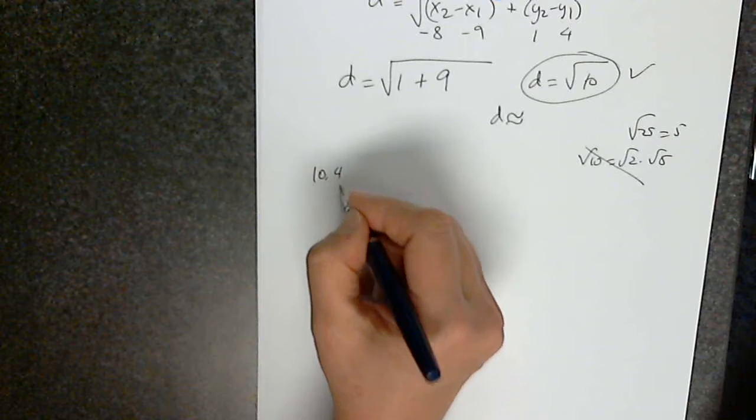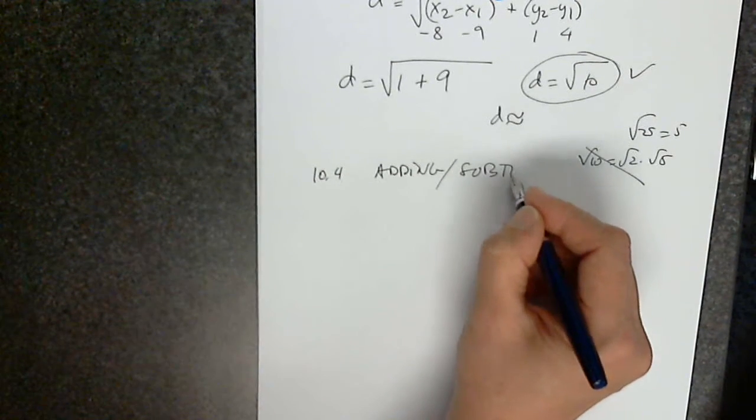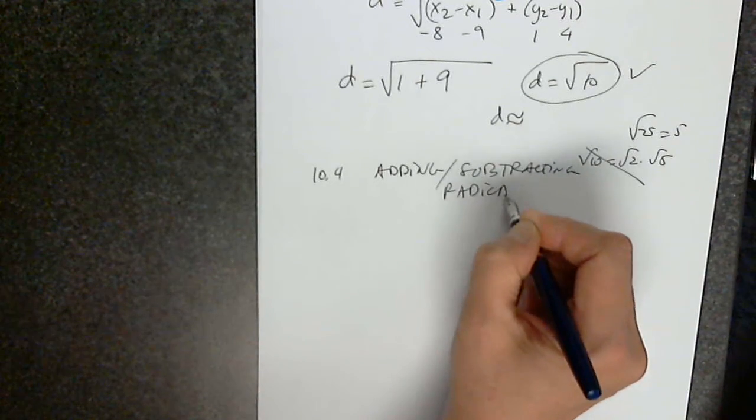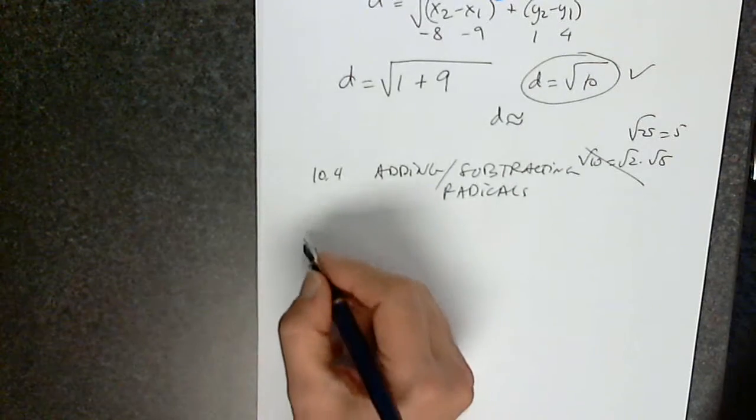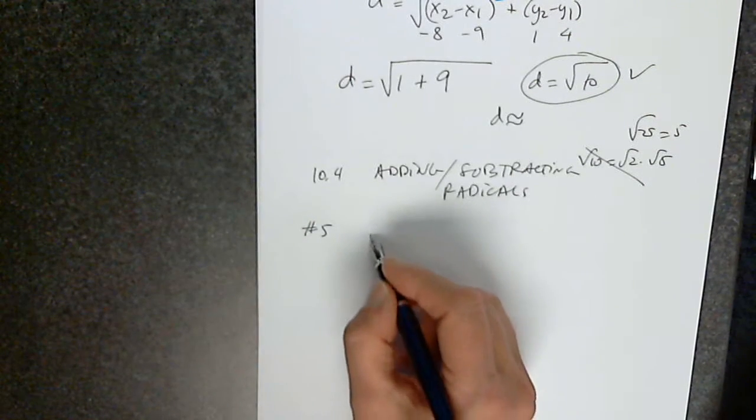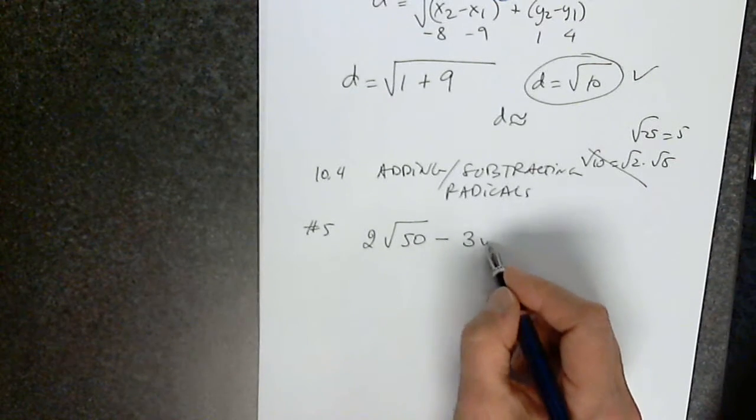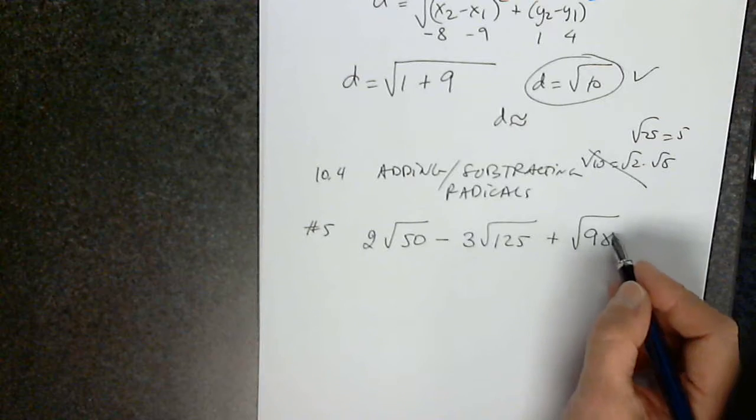Okay. Adding, subtracting radicals. And we only have time for a couple of examples here, so we're going to stop shortly. Let's start with problem 5. 2 the square root of 50 minus 3 the square root of 125 plus the square root of 98.